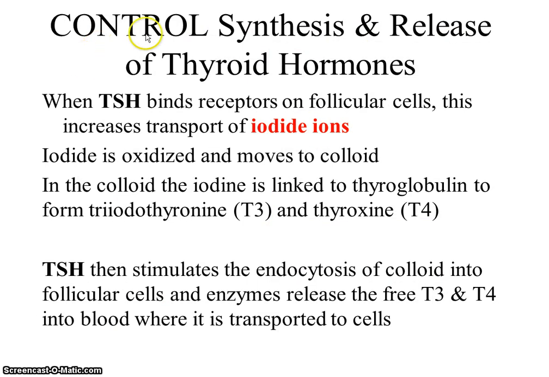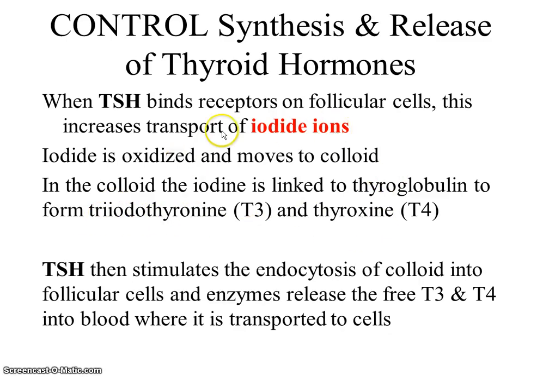So, control-wise, these guys are ultimately affected by the hypothalamus, right? Because it was thyroid-stimulating hormone that caused the release of thyroid hormones. So, when TSH binds, right, to receptors on these follicular cells, because remember that's a non-steroid, then these follicular cells start transporting more iodide. Iodide is really important for finishing up making triiodothyronine and thyroxine, right?